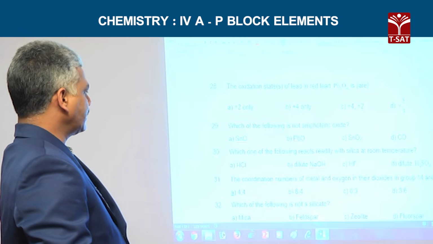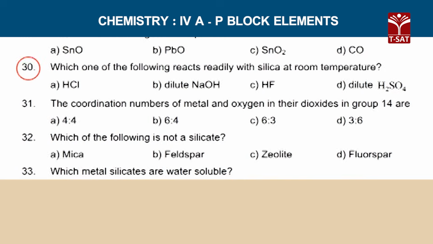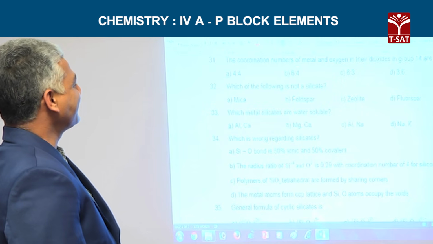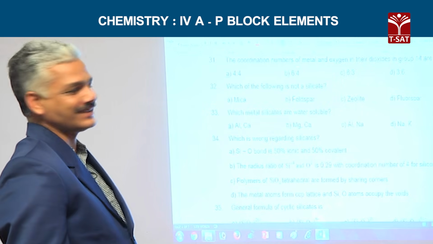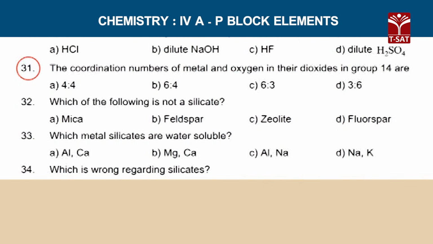30th question. Which one of the following reacts readily with the silica at room temperature? Given options are HCl, NaOH, HF and dilute sulfuric acid. Correct option is C. HF. 31st question. The coordination numbers of metal and oxygen in their dioxides in group 14 are. Given options are 4:4, 6:4, 6:3, 3:6. Correct answer is C. 6:3.